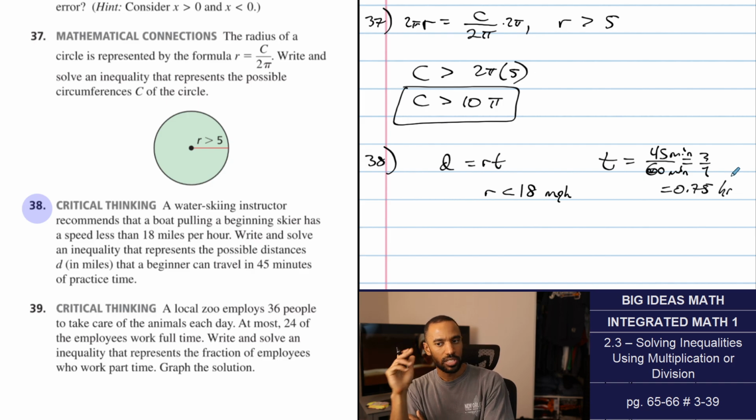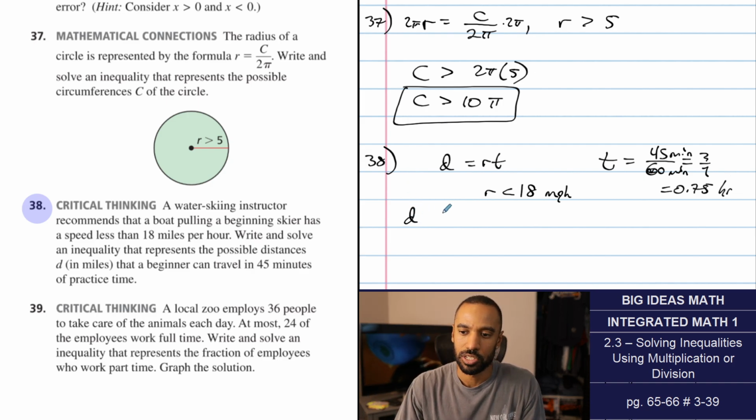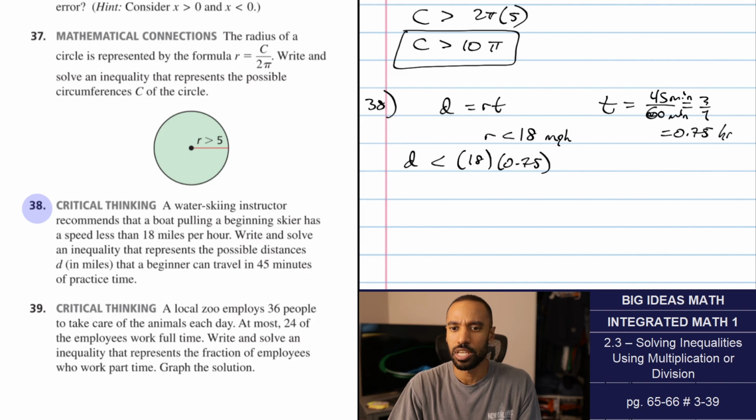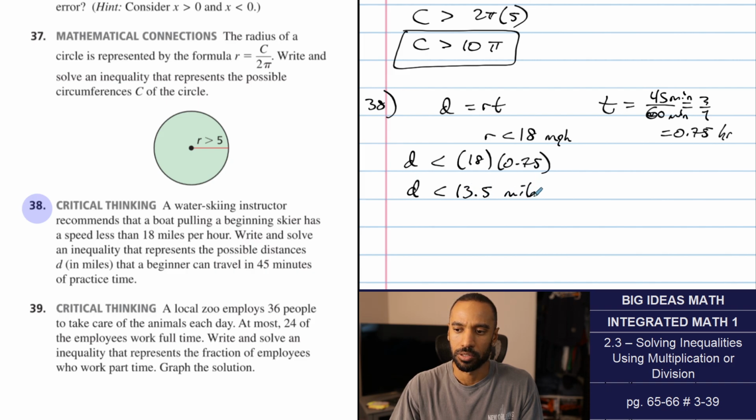So your distance needs to be less than 18 times 0.75. I'm just setting up right here. Distance is rate times time like that. So 18 times 0.75 is, is it 13.5? Times 0.75 is 13.5 miles. So 13.5 miles.